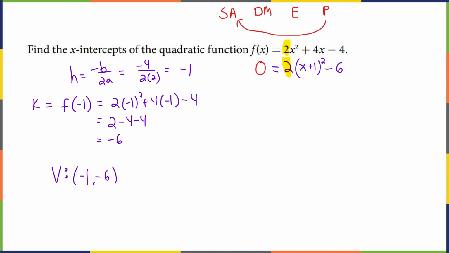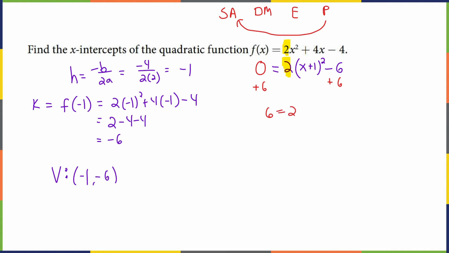Notice that you cannot work with anything inside the parentheses until you've dealt with everything outside of the parentheses. So this is sometimes called reverse order of operations, or SADMEP, and SADMEP is what you use for solving. So I'm going to start by subtracting and adding. In this case, I'm going to add 6 to both sides.